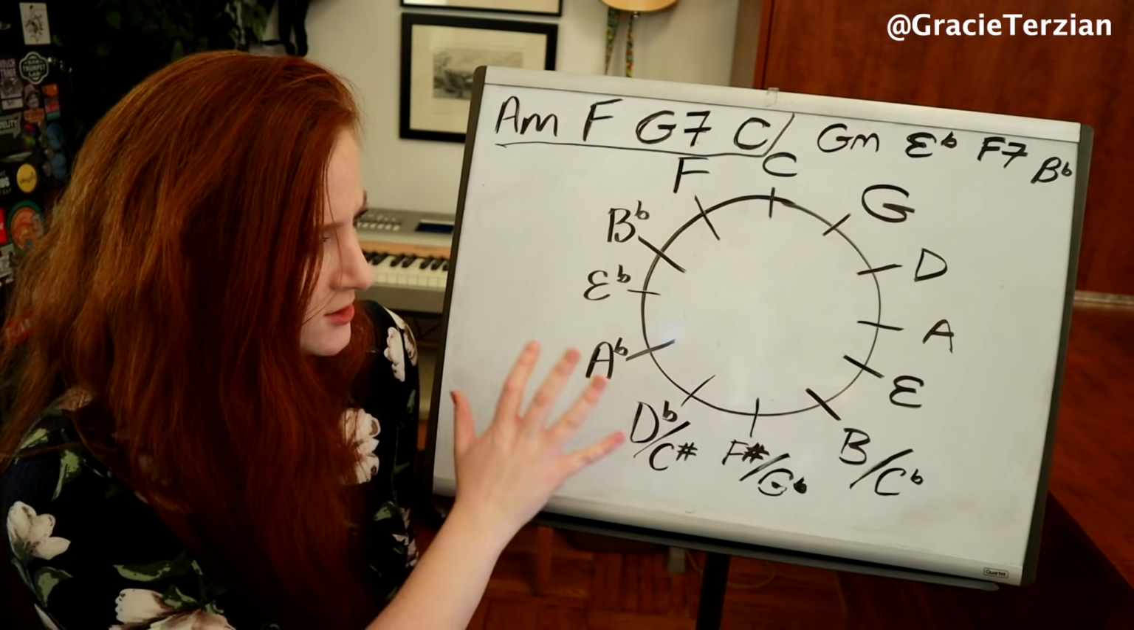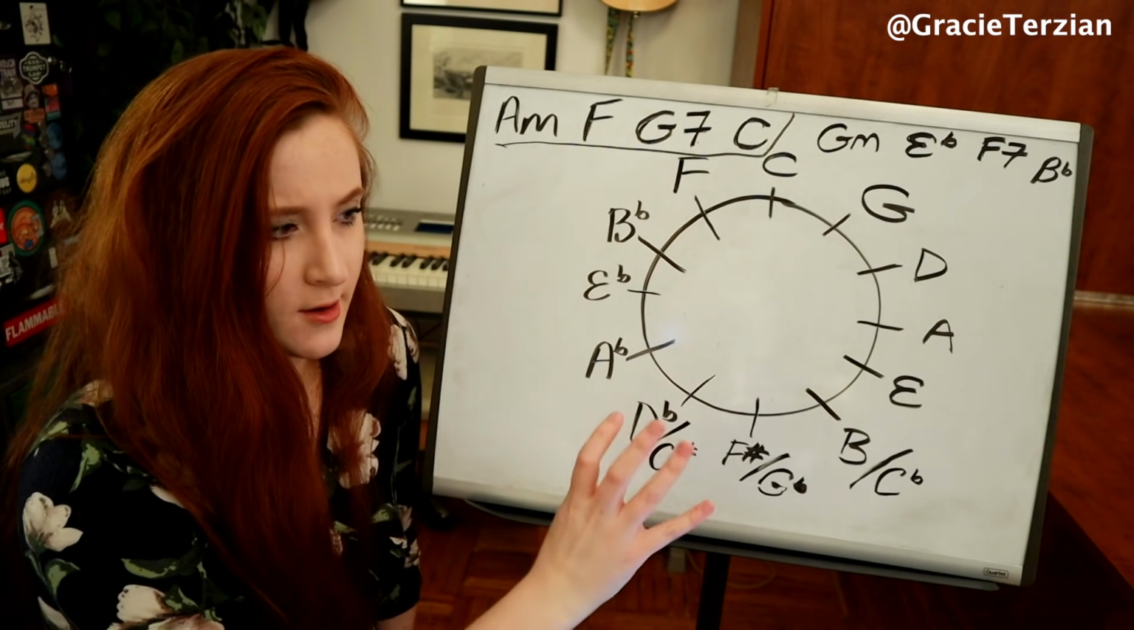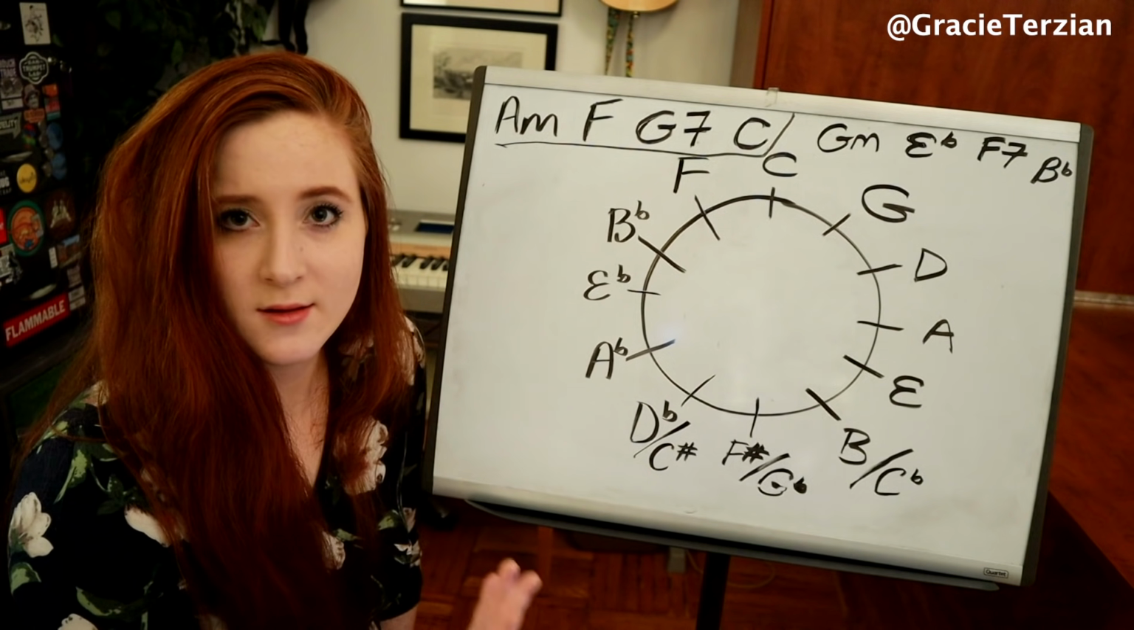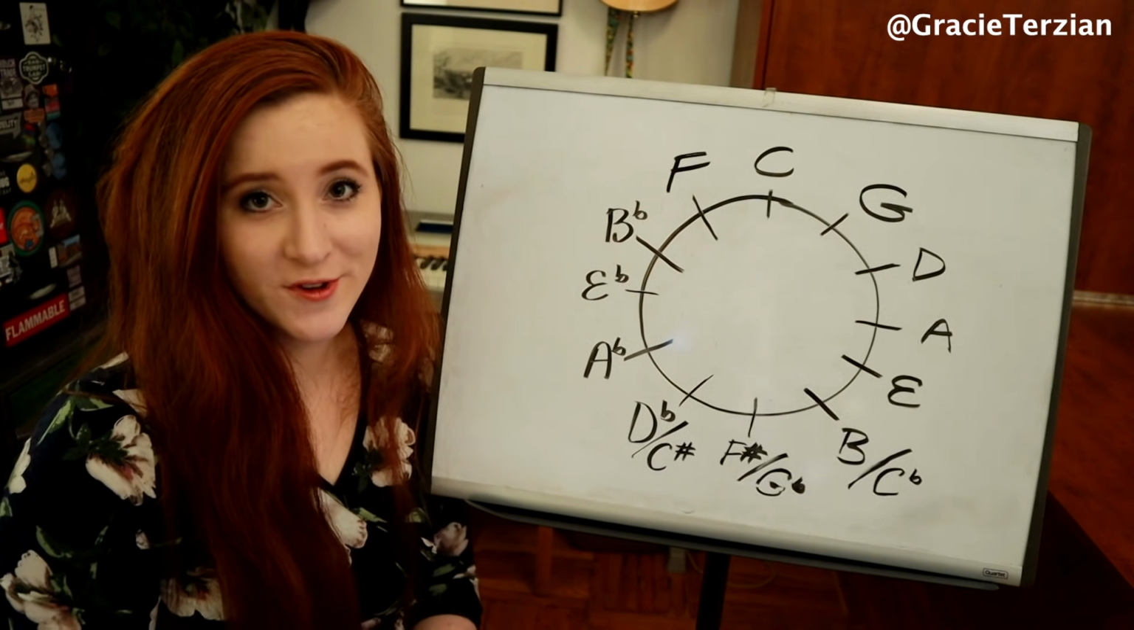Cool. So yeah, the circle of fifths can be a very cool tool to use for transposing, because as I said, as long as we shift everything the same amount of spaces in either direction, then it's cool. So I hope you found this video helpful.